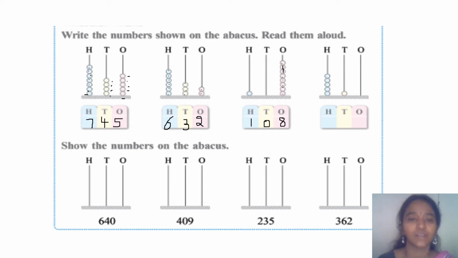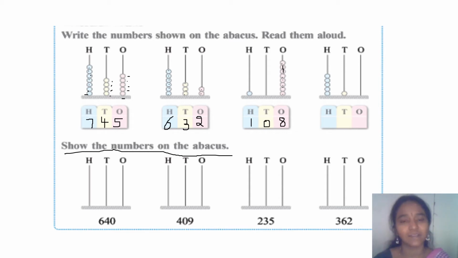The last one, show the numbers on the abacus. How will you show? 0. 0 means under ones you have no beads. In tens means 4 beads. So, 1, 2, 3 and 4. Right?